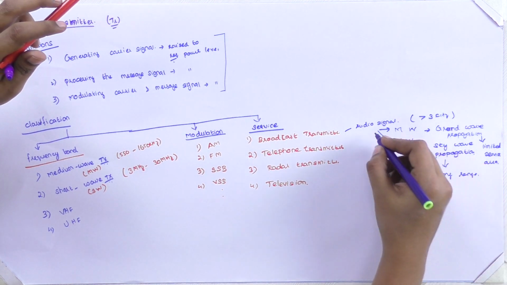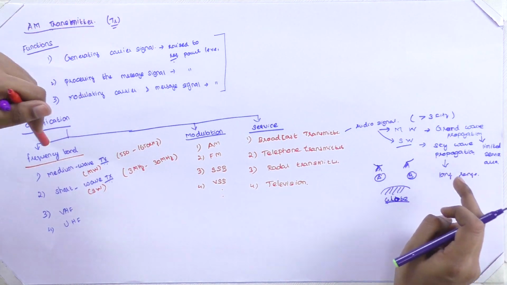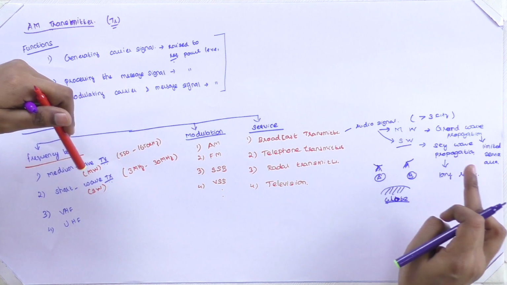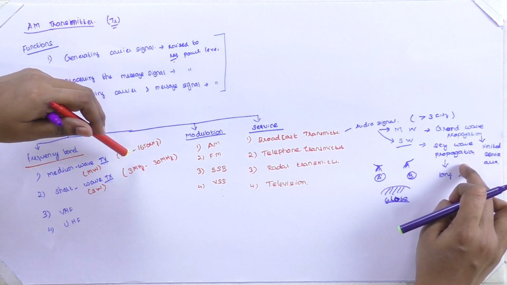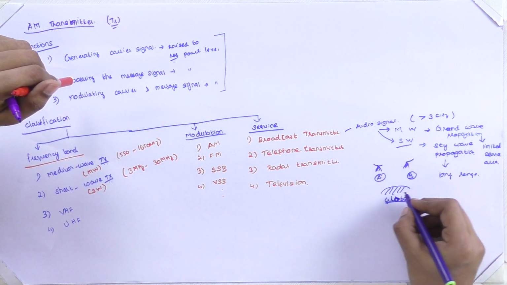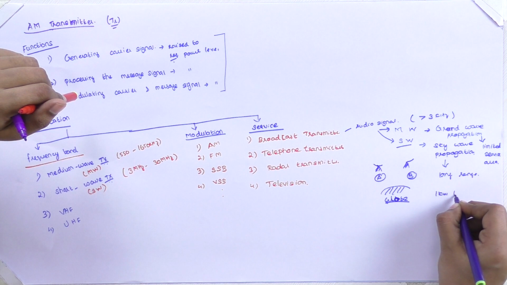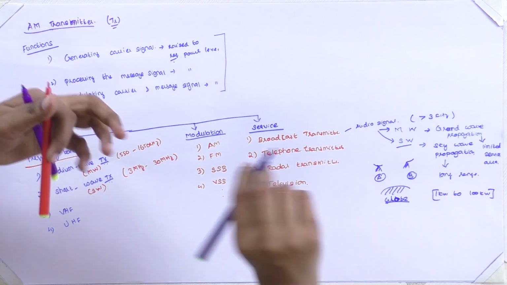This is for audio broadcast transmission. And what is the power level? We are using the medium wave and short wave transmitters. If it is for ground wave, we have to go for medium wave. If it is for skywave propagation, we have to rely on short wave transmission. And the power level is from 1 kilowatt to 100 kilowatt.